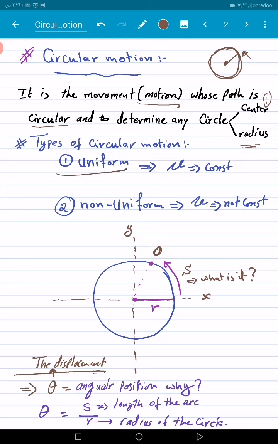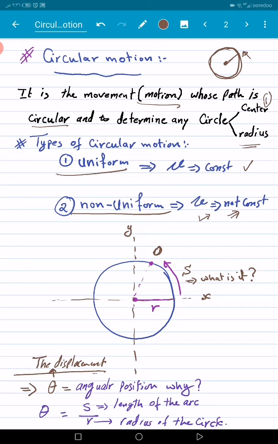And we have two types of motion. One is uniform, the other is non-uniform. Uniform means v is constant, or speed is constant. In the other, v is not constant. So how can I find or describe any point?